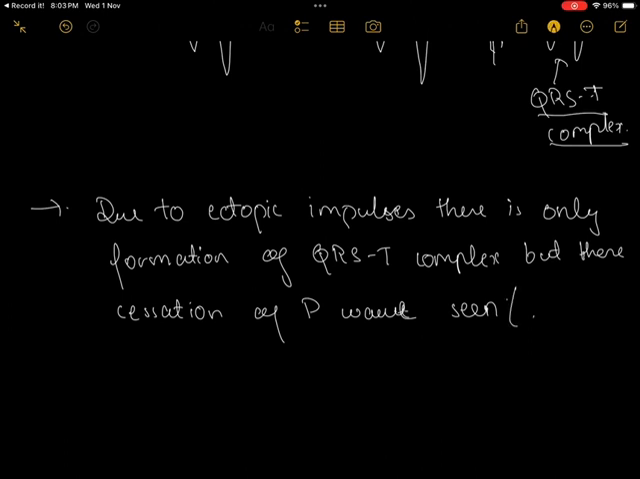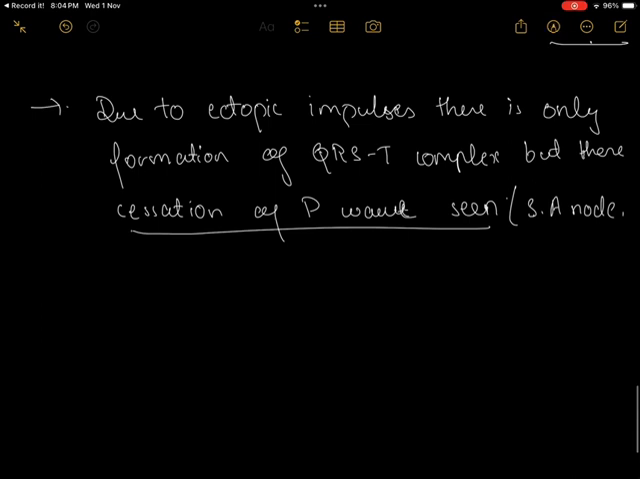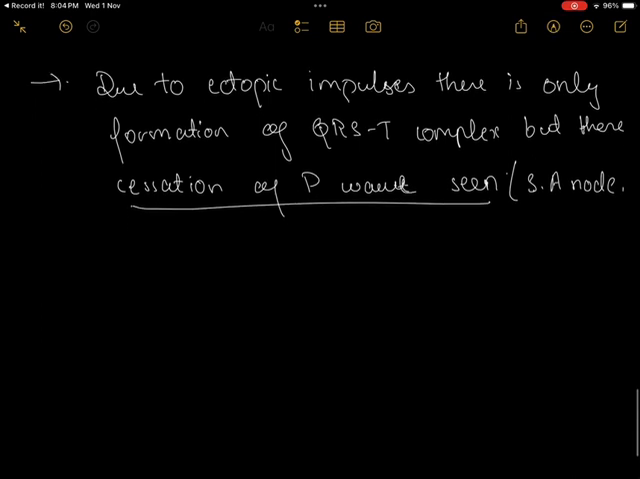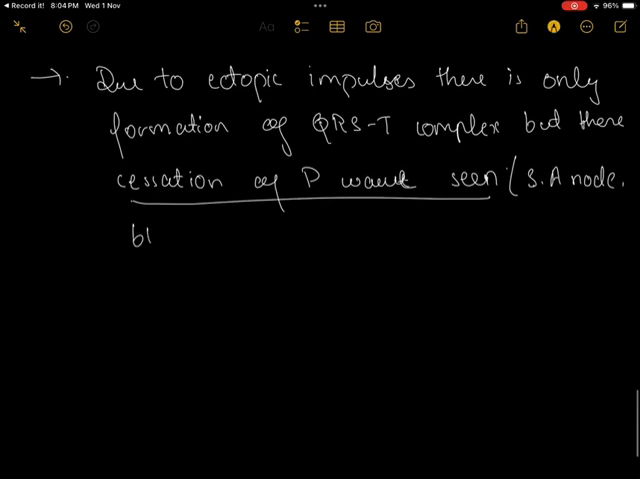Do you know why there is the cessation of P waves seen? As I mentioned, the term itself defines it: due to the sinoatrial blockage, as it is present in the right atrium, there is no contraction of right atrium seen. So due to the SA node blockage, there is a cessation of P wave.